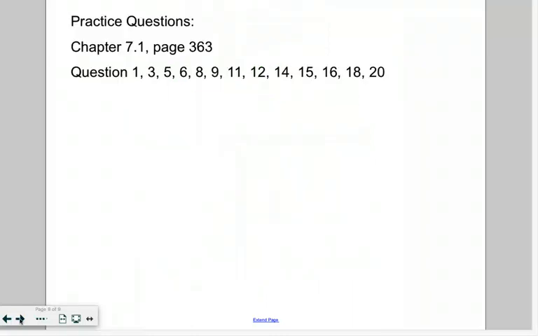And then these are the questions that you should be working on to try and get yourself familiar with dealing with absolute value.